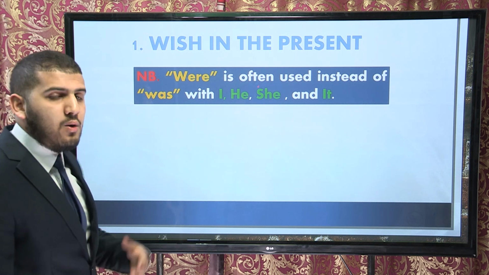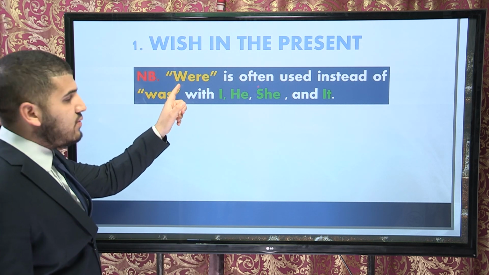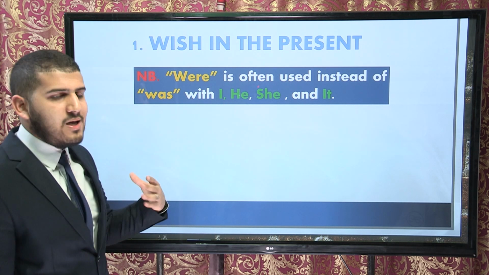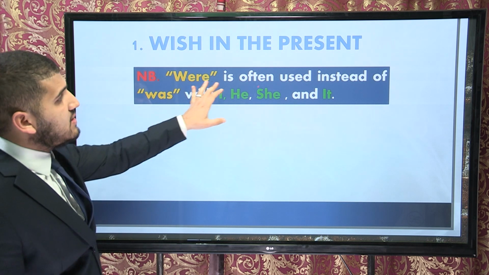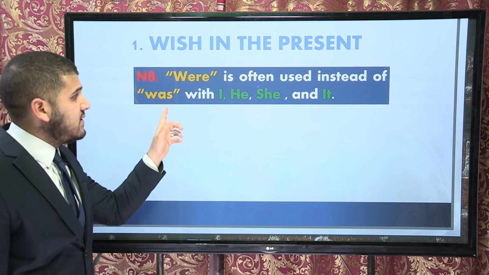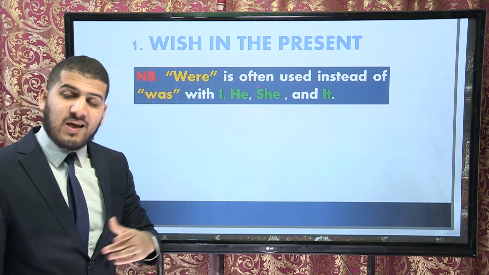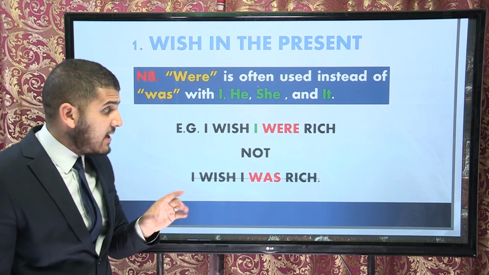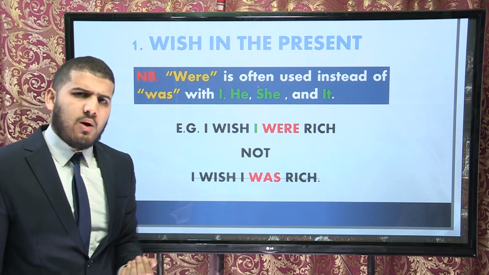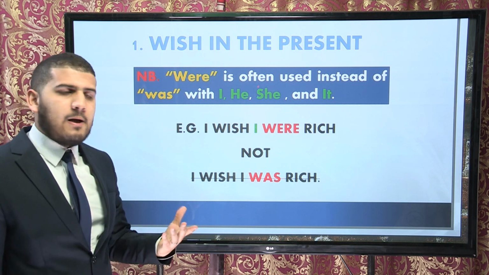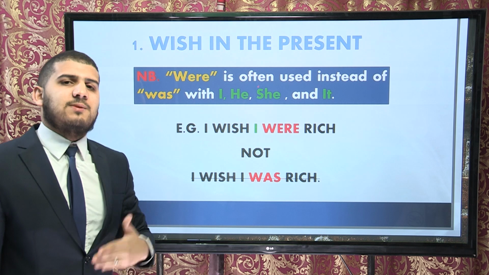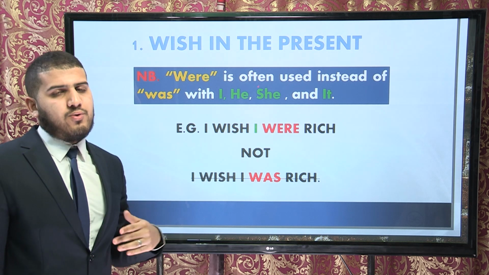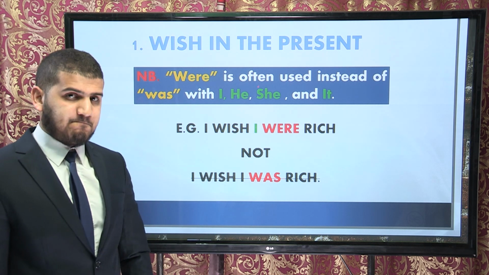Okay, so we have a note. We use were with all the pronouns. We use were with I, he, she, it, etc. So were is often used instead of was with I, he, she, and it. Therefore, we say, I wish I were rich. We don't say, I wish I was rich. Although normally we use was with I, when you express wish in the present, you need to use were with all the pronouns when you are using the verb to be.